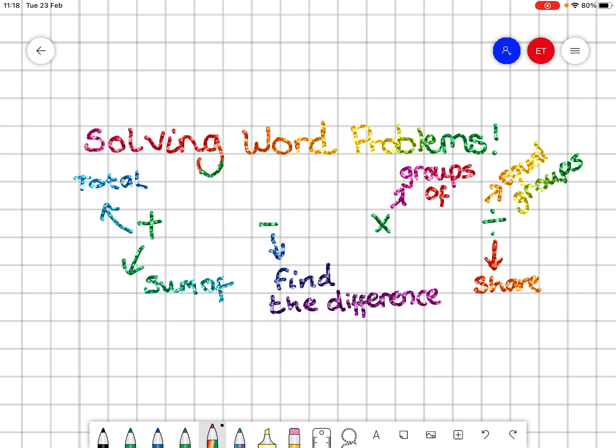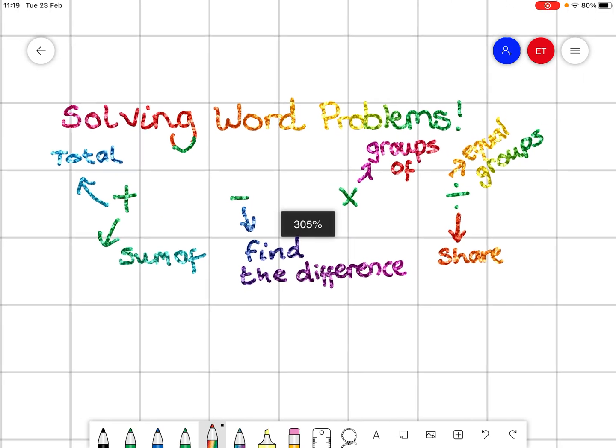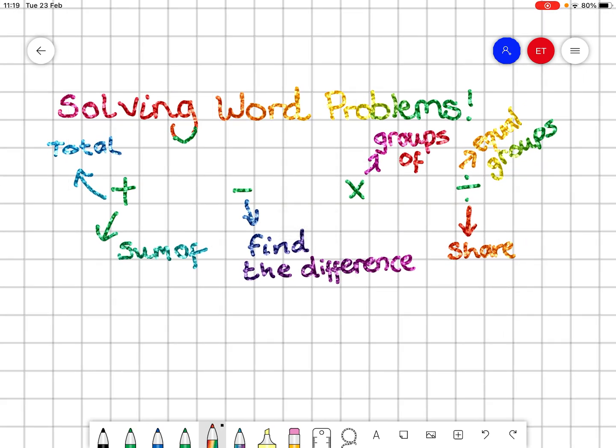If it says there are 3 groups of 4 pigs in the farm, how many are there all together, then you know you need to multiply. If it says put these biscuits into equal groups of 4, then you know you need to divide them, or if it says share. So that helps us a little bit with solving word problems. But we can't just use that, okay? That's not going to always help us entirely, but it helps us a little bit.